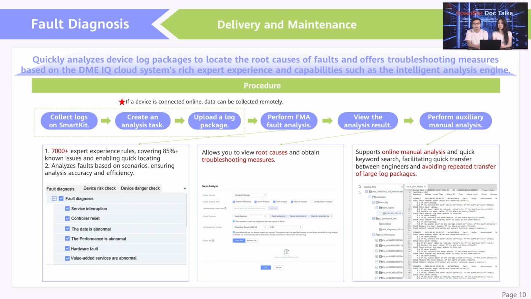When a complex fault occurs on a device and logs are required to locate the fault, the tool can quickly diagnose the fault based on log analysis and locating. You can use SmartKit or the DME IQ remote log collection function to collect device logs. Import the logs to the fault diagnosis tool and select a fault symptom. Then the tool can automatically analyze the root cause of the fault and provide handling suggestions.